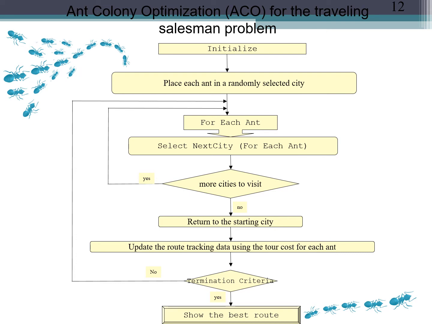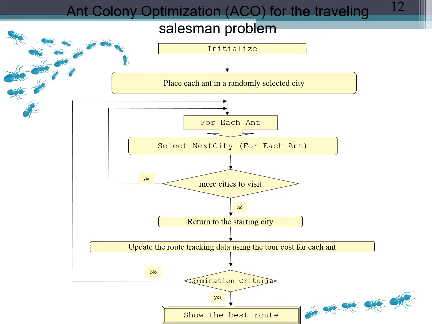If there are still more cities to visit, then we'll select the next city and so on until there are no more cities to visit. Then we will return to our starting, our initial city. So after each ant completes the route, it will then update the route tracking data using the tour cost, so the pheromone will be updated.